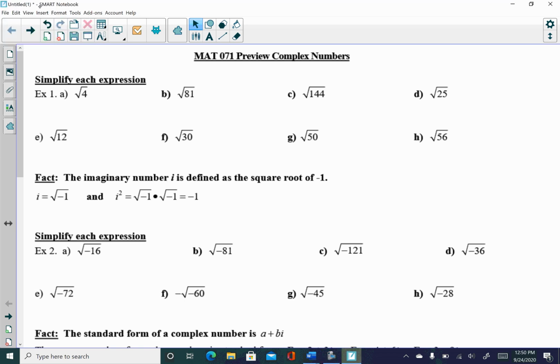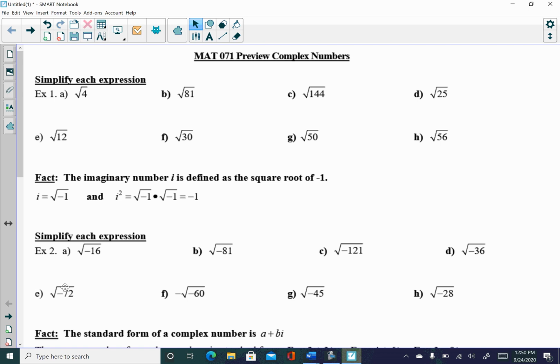Hi there. So this video is going to give you a preview of complex numbers, which will be your imaginary numbers in your Math 171 class. At the top of the set of notes, you'll see here that I have revisited simplifying square roots because, as we move down, we'll also be looking at taking the square roots of negative values. So we'll need to be sure that we remember how to reduce square roots.